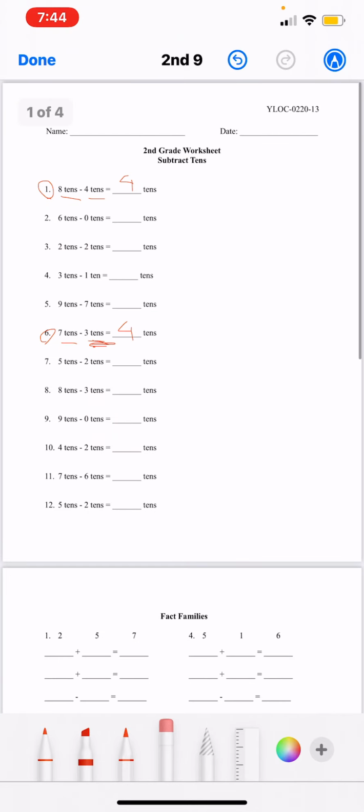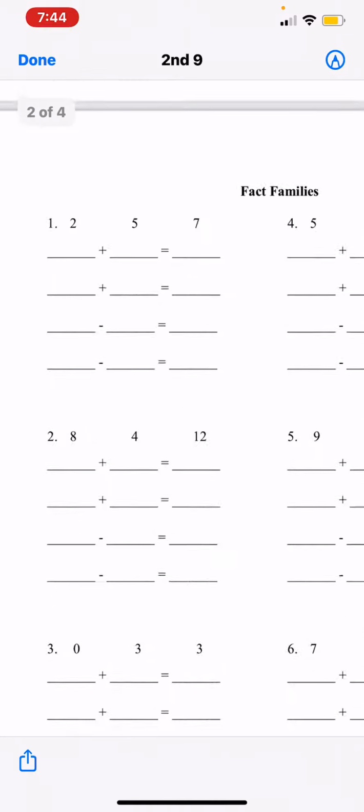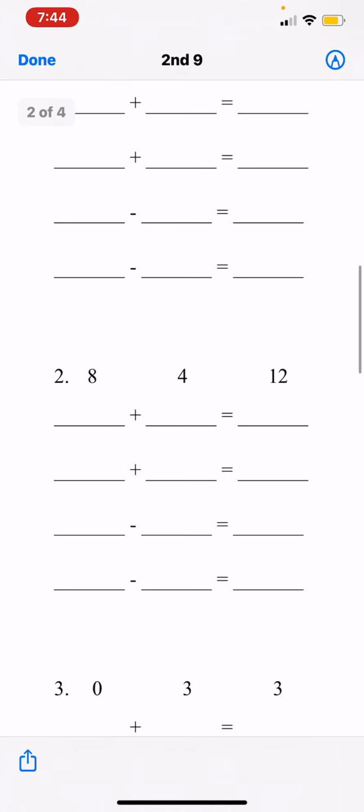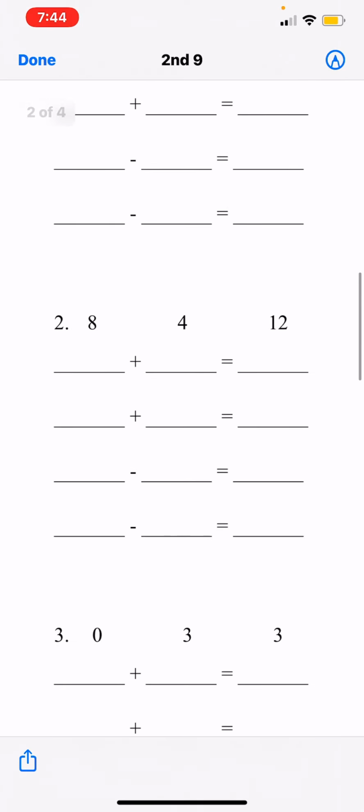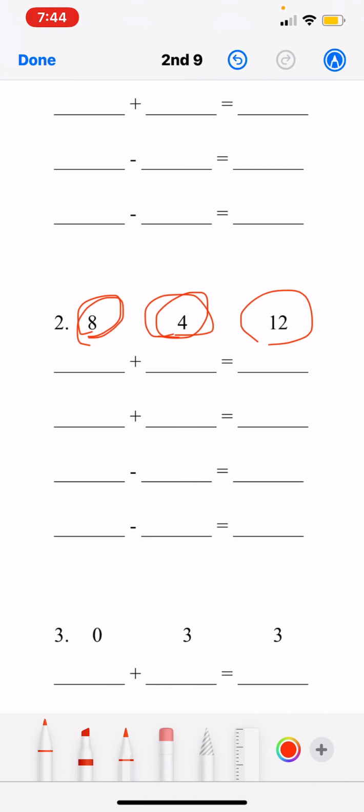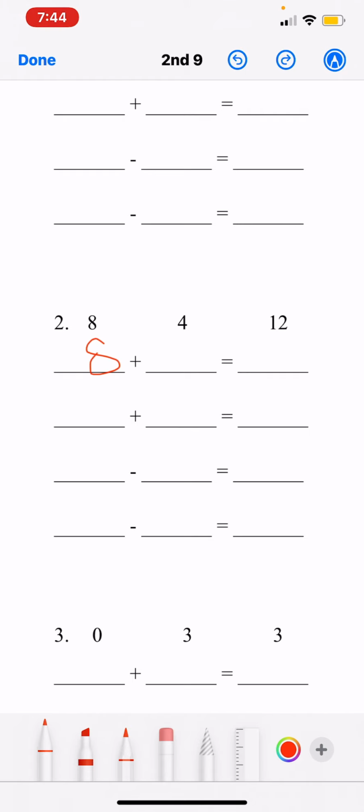Let's go on to fact families. So let's look at number 1. Actually, let's not do number 1, let's do number 2. Number 2, we have 8, 4, and 12. So in this problem, we can only use the numbers 8, 4, and 12. We can't use any other numbers. So basically what we do is, first off, I'm going to do 8 plus 4. And 8 plus 4 equals 12.